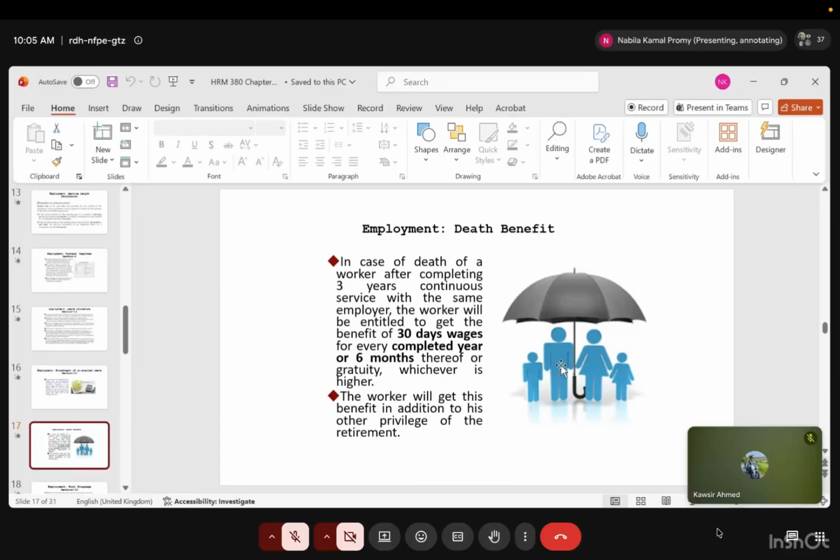However, if the employee has worked at least for 3 years or more, and then for some reason the employee died, then the employee's family will get some sort of financial benefit. And financial benefit কিভাবে কাউন্ট করা হবে? It will be 30 days wage for every completed year.